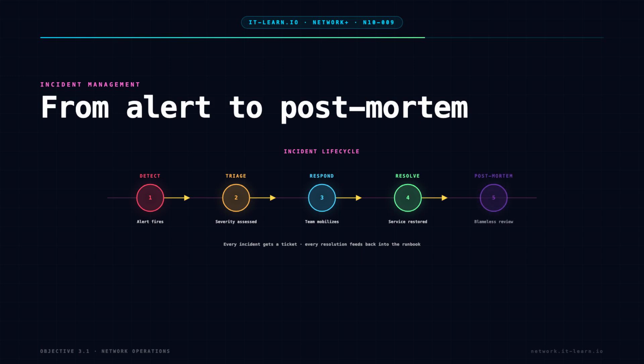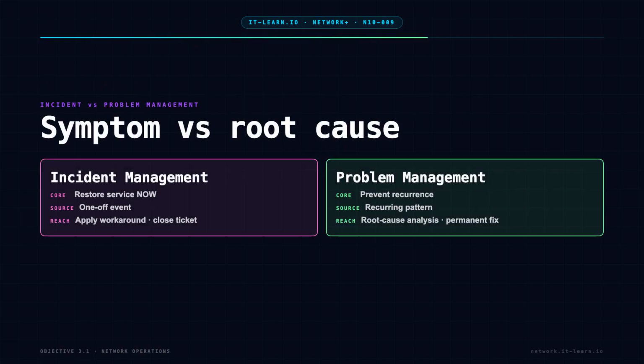Problem management goes beyond incident management to identify and address the root causes of recurring incidents. While incident management focuses on restoring service quickly, problem management focuses on preventing incidents from happening in the future.